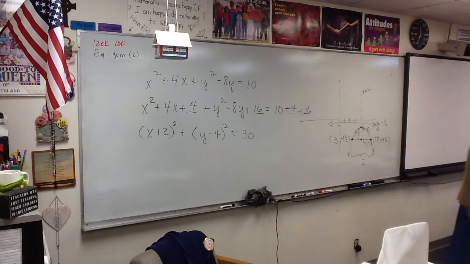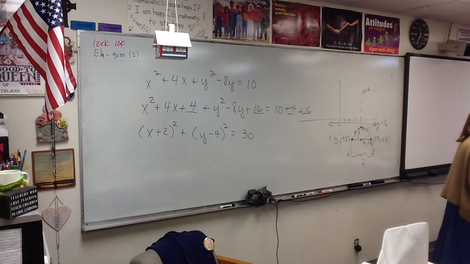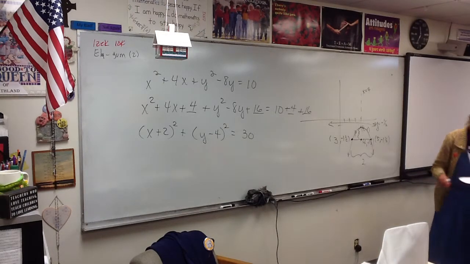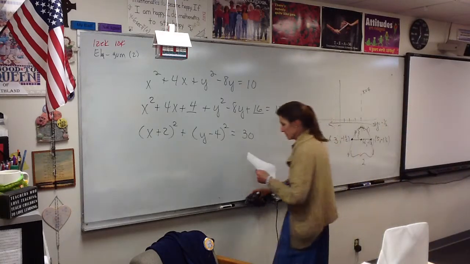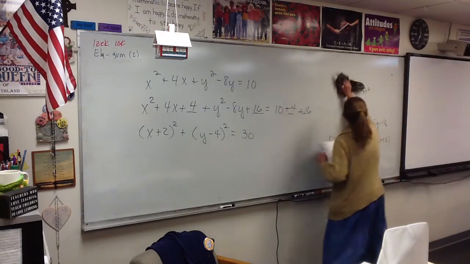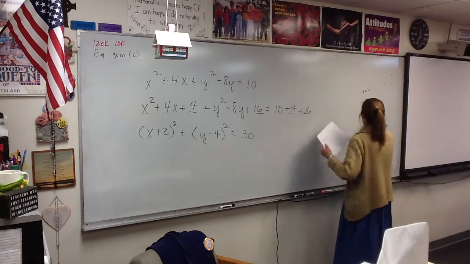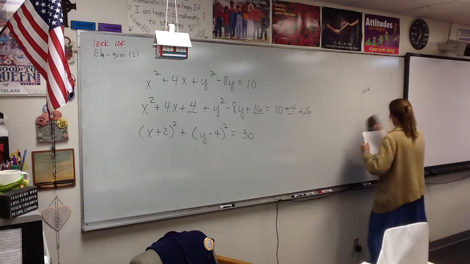What's my radius? Square root of 30. And what's my eccentricity? 0. Every circle has an eccentricity of 0. There are no foci, so it's 0. And now number 1, or A.